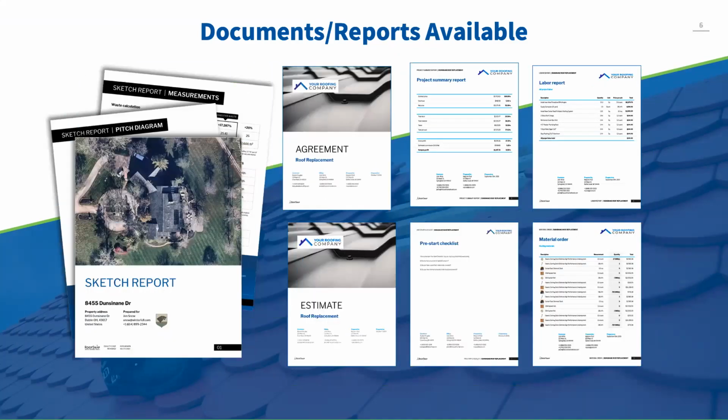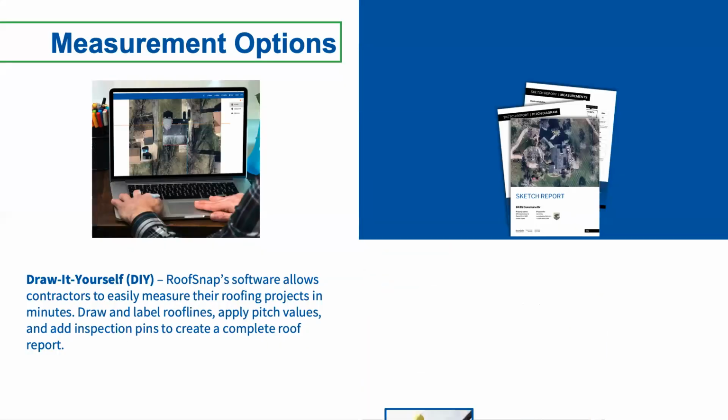These are a couple of the documents and reports that are available in RoofSnap, and I just wanted to give you a snapshot of these real quick. This is what we're working towards throughout our demo today. There are various documents you can get. The sketch report is a measurement and inspection report. The agreement is the contract. There are a couple of different types of estimates that you can present to your customers, summary reports, and of course your material order that you can send over to your supplier. We're going to dive into these a little bit more when we get into the app, but this is a quick overview of what we're working toward.